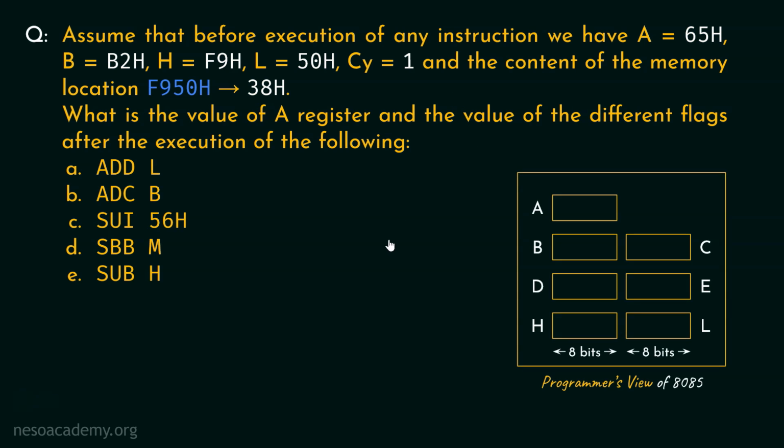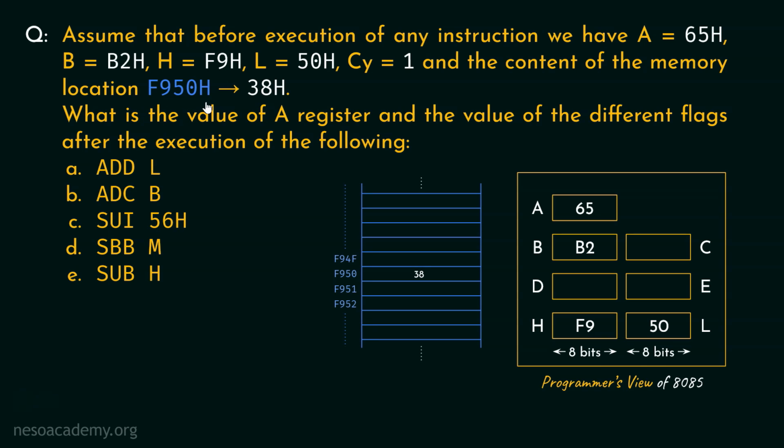Now let's fill these values in the programmer's view of 8085 microprocessor. So in the A register, we are supposed to load the value 65H. So let's do that. In B, we are supposed to load B2H. So we will load that into the B register. The H register has the value F9H. The L register is supposed to have the value 50H. Now if you notice, the HL register pair is containing the location F950 of the memory, to which we are supposed to load the value 38H. So we already loaded that. So let's now focus on the first instruction, that is ADD L.